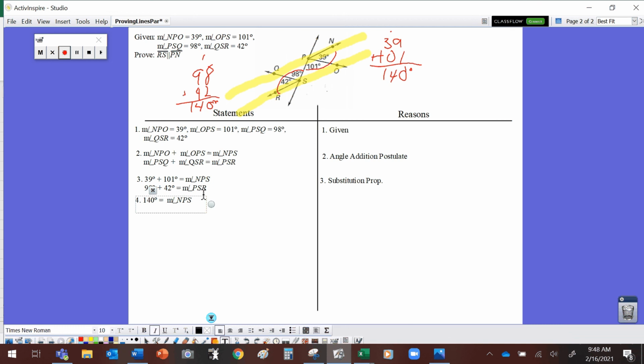Okay, and we can do the same thing for these two. 98 plus 142 is equal to 140 degrees, and that's equal to the measure of angle PSR. Now, once again, that was just substitution. Okay, we did the addition. These two together, 39 plus 101 is 140, so we replaced it, and that's the substitution property again.